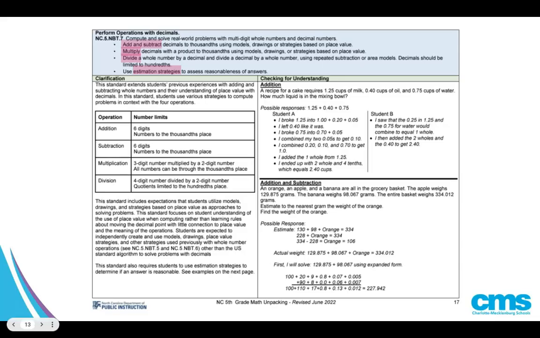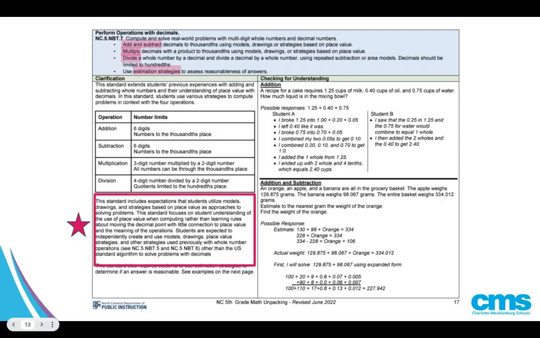Students multiply with products to the thousandths and can include up to a 2-digit by 3-digit number. Students can divide a whole number by a decimal or a decimal by a whole number. Notice that students do not divide a decimal by a decimal. Dividends will have no more than 4 digits and divisors will have no more than 2 digits. Division is limited to the hundredths place.